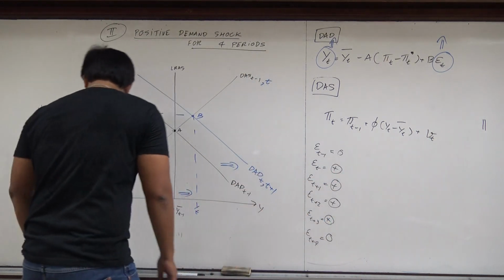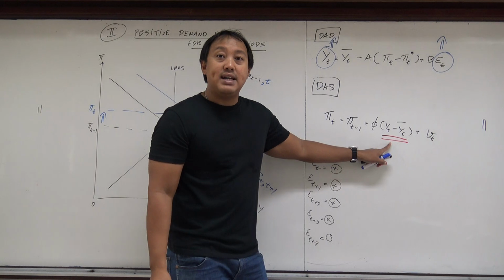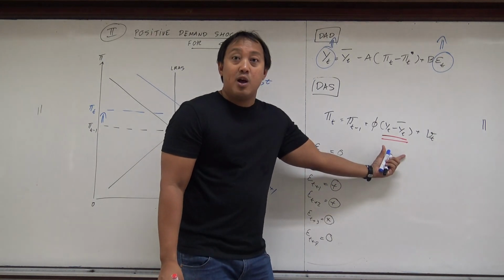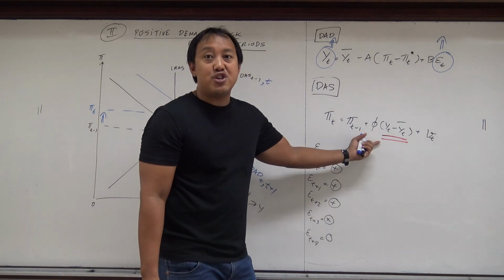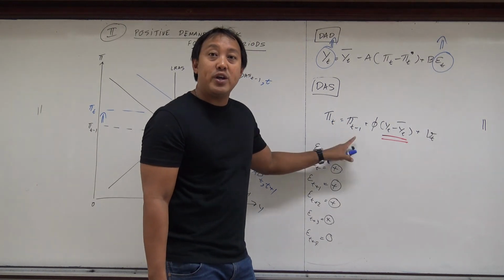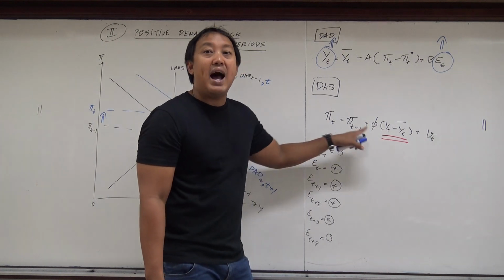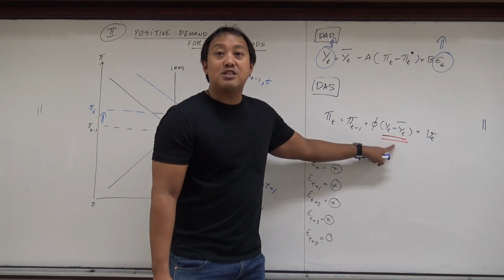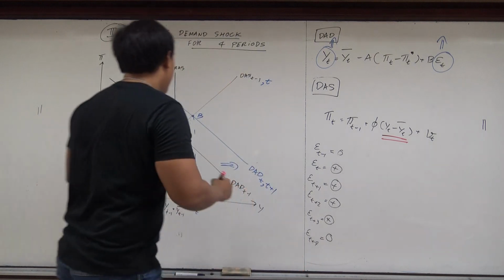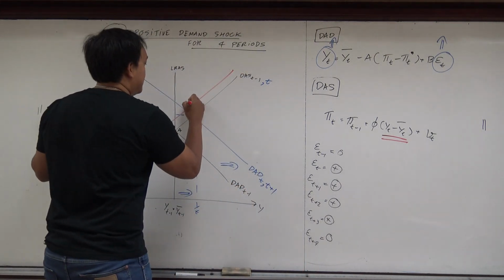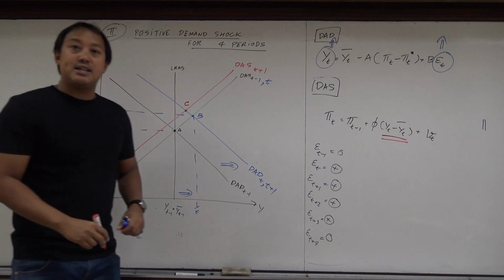I'm going to use the red color. For the supply curve, Y t is greater than Y bar, so this bracket is positive. When this bracket is positive, what does it mean? Inflation today is going to be higher than inflation yesterday, because inflation today equals inflation yesterday plus this bracket. Since this bracket is positive, everything is going to become more expensive. DAS is going to shift up, like this. This is point C, DAS at time t plus 1.